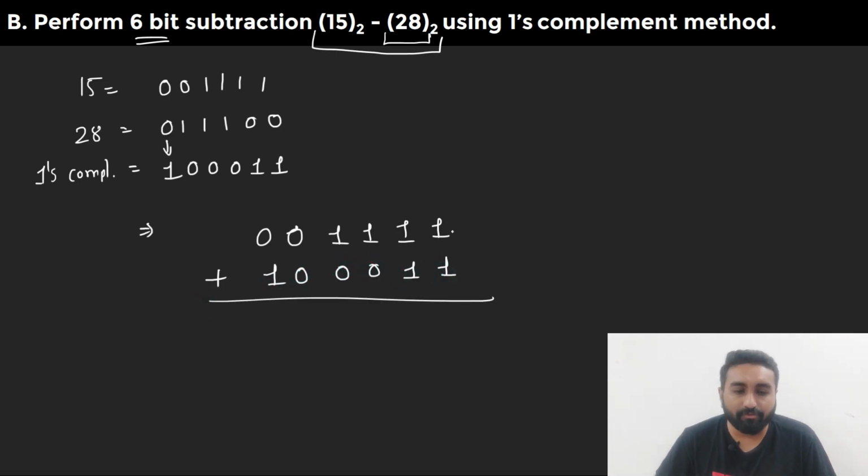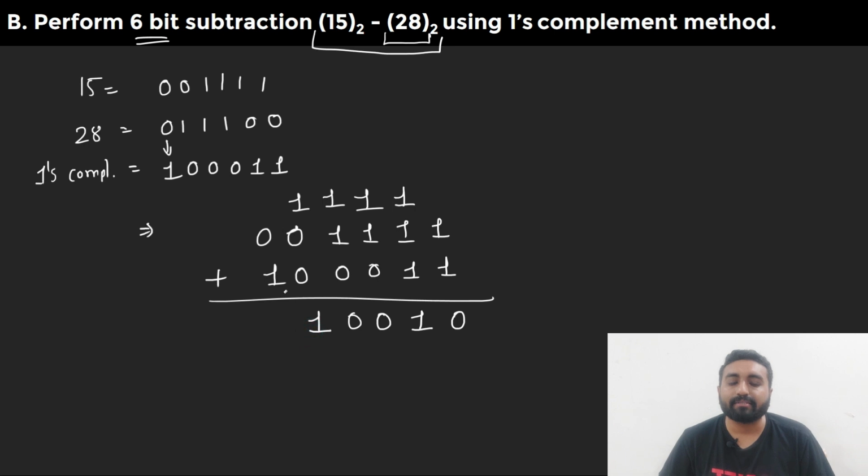When we do the summation, 1 plus 1 is 0 and 1 will be carry. 1 plus 1 plus 1, here your answer will be 1 and carry will be 1. 1 plus 1, answer will be 0, carry will be 1. 1 plus 1, answer will be 0, carry will be 1. 1 plus 0 will be 1 and 0 plus 1 will be 1. Here if you check, we do not have any carry.